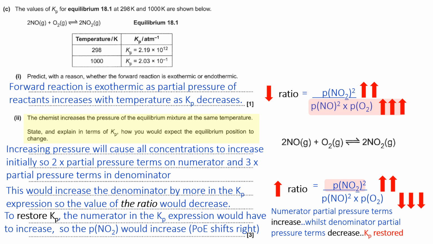So in terms of the Kp expression, the numerator partial pressure terms increase, whilst the denominator partial pressure terms decrease. This restores Kp to its original value, and therefore you can call the ratio Kp again.